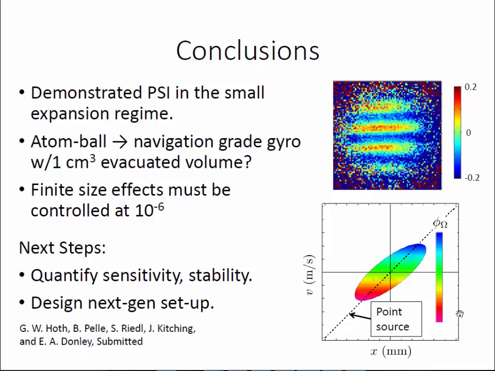To get navigation grade scale factor stability, you want part per million scale factor stability. And that means you're going to have to come up with a strategy where these effects are controlled at that level. So what we're doing in the near future is trying to quantify the sensitivity and stability of our experiment. And we're starting to think about what does the next version of this experiment look like.